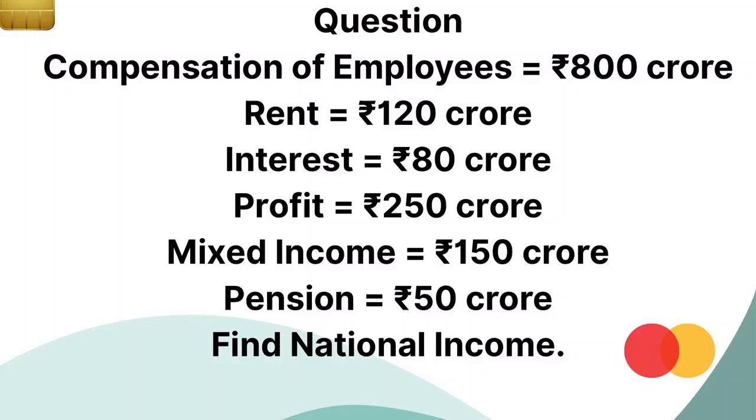Now add the factor income only. 800 plus 120 plus 80 plus 250 plus 150. That is 1400 crore. So the national income is 1400 crore. There is a board tip for you. In numerical, don't start calculating immediately. First, cross out the items that should not be included. This habit can easily save you 1 or 2 marks in the board examination.